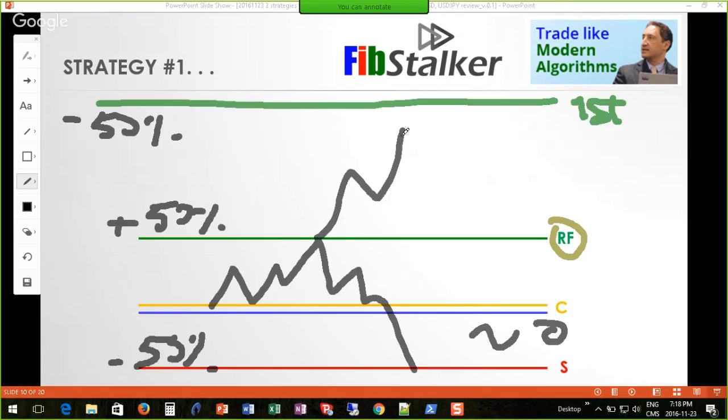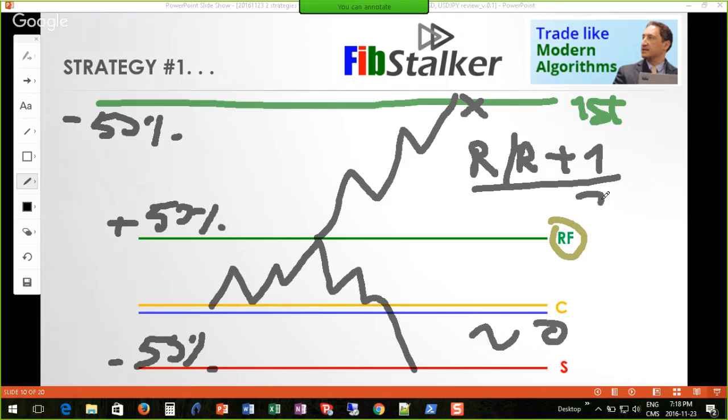But if the market does this, then we close with a gain, and our gain can be calculated as the initial reward to risk that we had plus 1, divided by 2. This is going to be our new, what I call adjusted, reward to risk if the market behaves like here in case 2. So there are 2 cases.